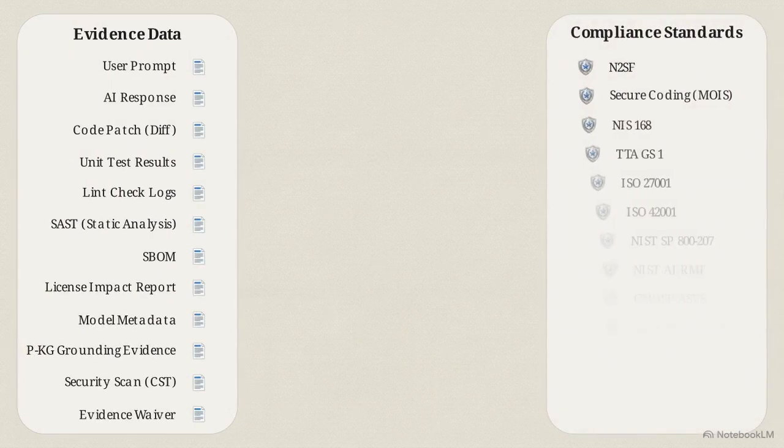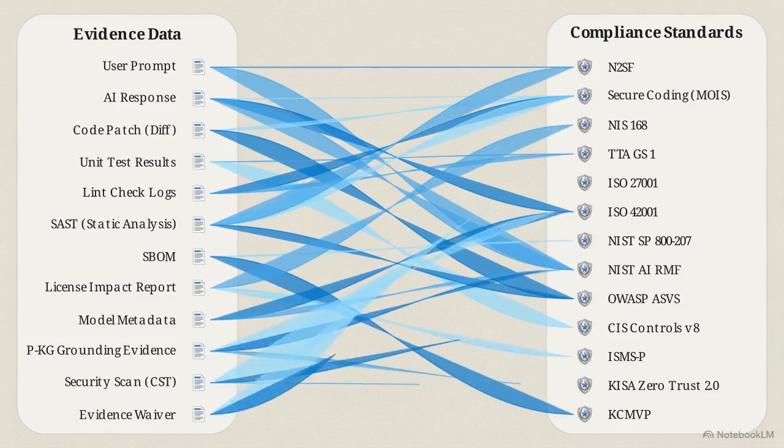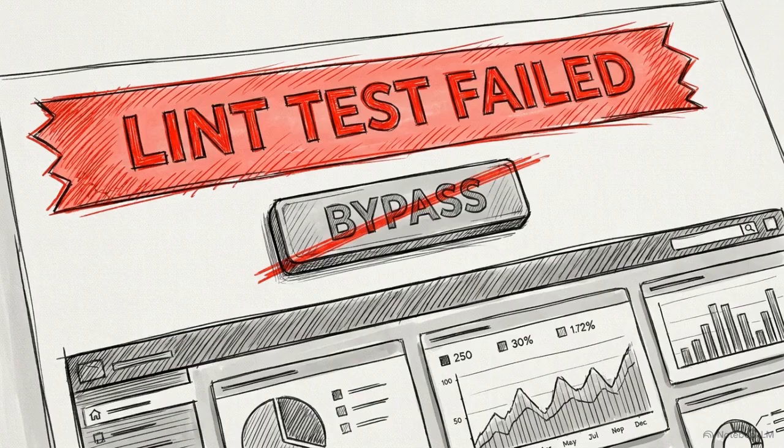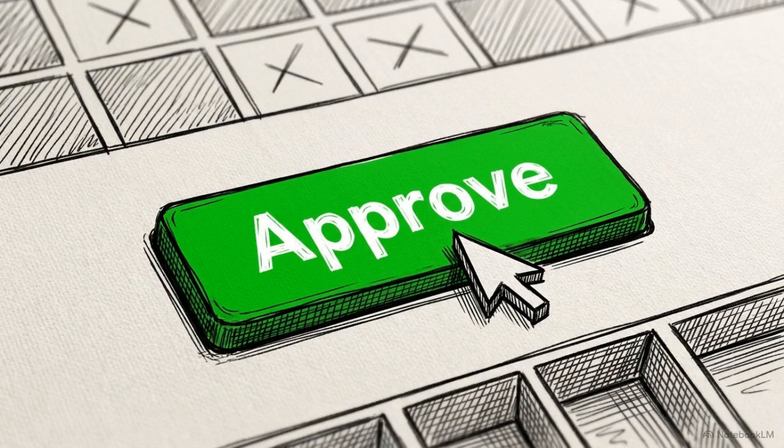The system has already mapped those 12 pieces of evidence against 13 distinct compliance standards, including secure coding and N2SF. If a lint test fails or a security scan is missing, the QA lead cannot simply bypass the warning. They must either reject the code entirely or enter an explicit written waiver justification to proceed. With a verified evidence matrix in front of them, the QA lead clicks the Approve button.